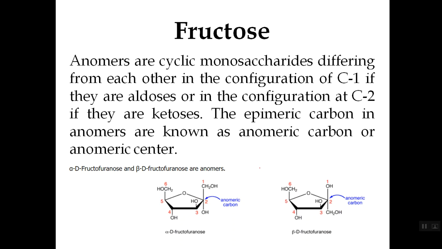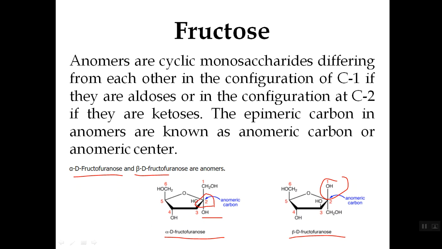So here alpha-D-fructofuranose has the OH towards the right side. That's why it is called alpha-D-fructofuranose. But in case of beta-D-fructofuranose, you'll find the same OH towards the left side. That's why it is placed above the Haworth structure of the fructofuranose. So in ketoses, we consider the C2 configuration with OH towards the right side, then it is called alpha. If it is towards the left side, then it is called beta-fructofuranose.